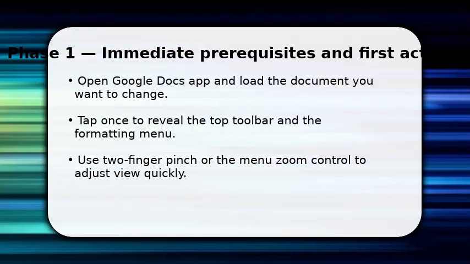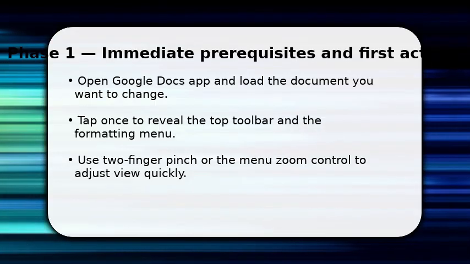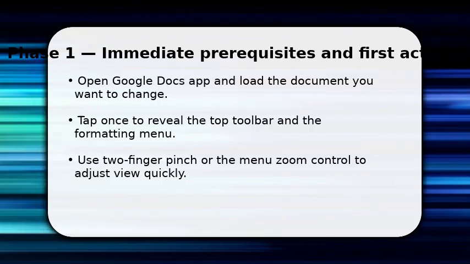You've opened the document. Now make the controls visible. Tap once in the document body to reveal the top bar and formatting menu. Once done, try a 2-finger pinch gesture to zoom out fast. Move your fingers together toward the screen center. If that doesn't react, tap the 3-dot menu in the top right to access view or accessibility options.